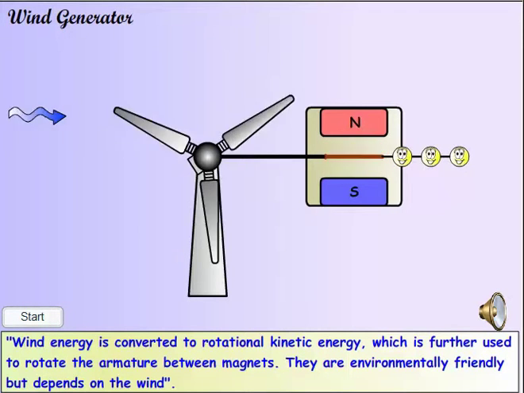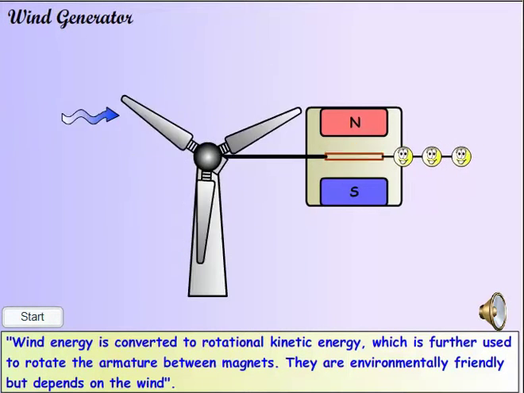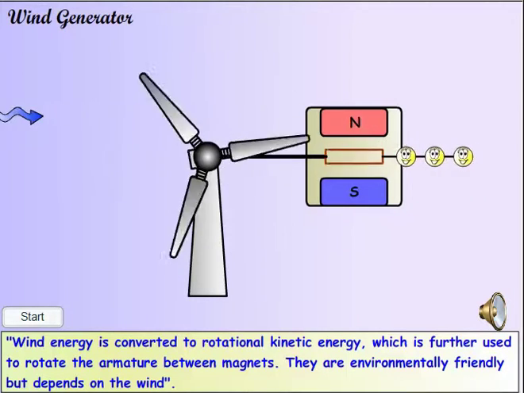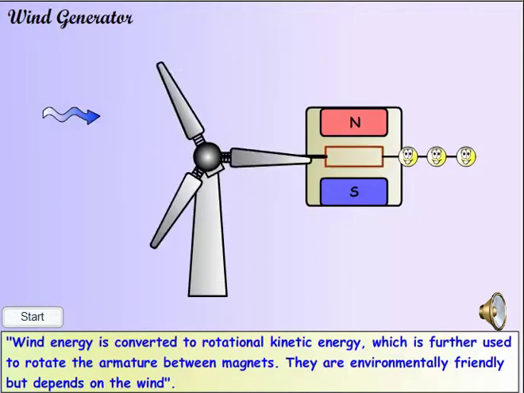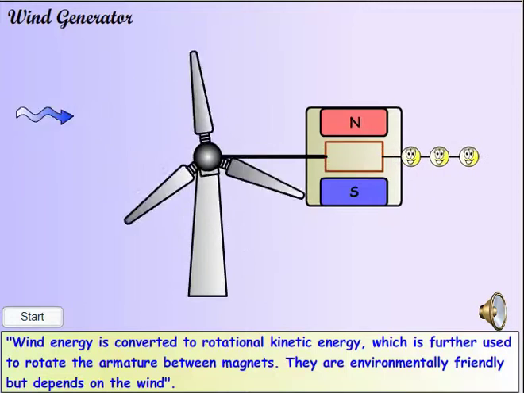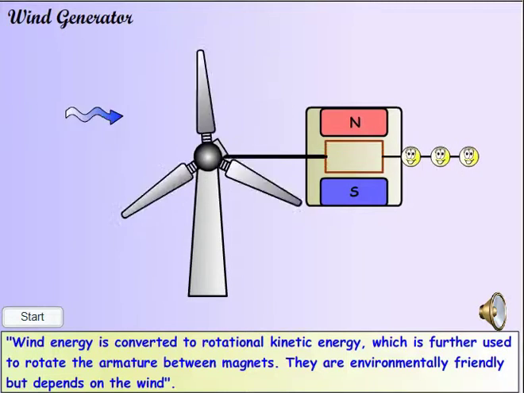Windmills use wind energy, which again is renewable. The wind hits the blades and turns them. The blades are connected to an armature between magnets. The blades rotate the armature between the magnets, which generates electricity. The disadvantage is the dependence on the wind.